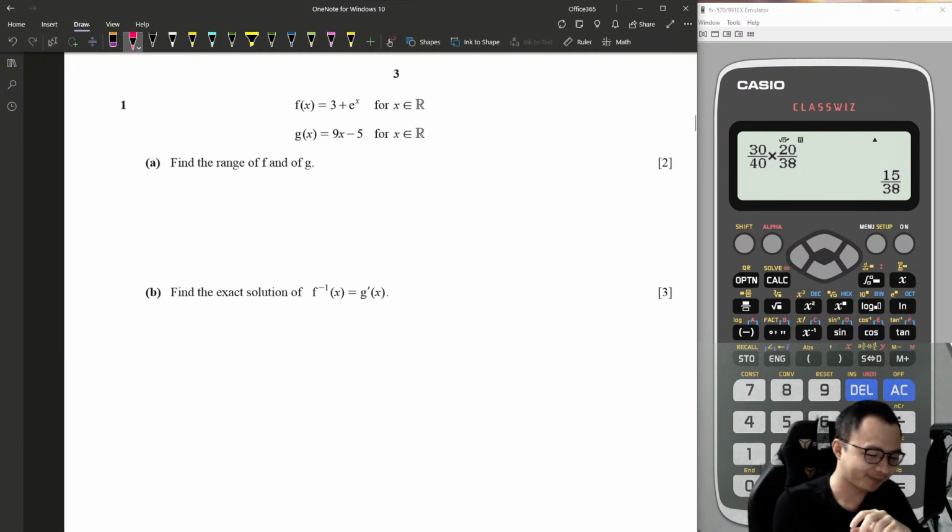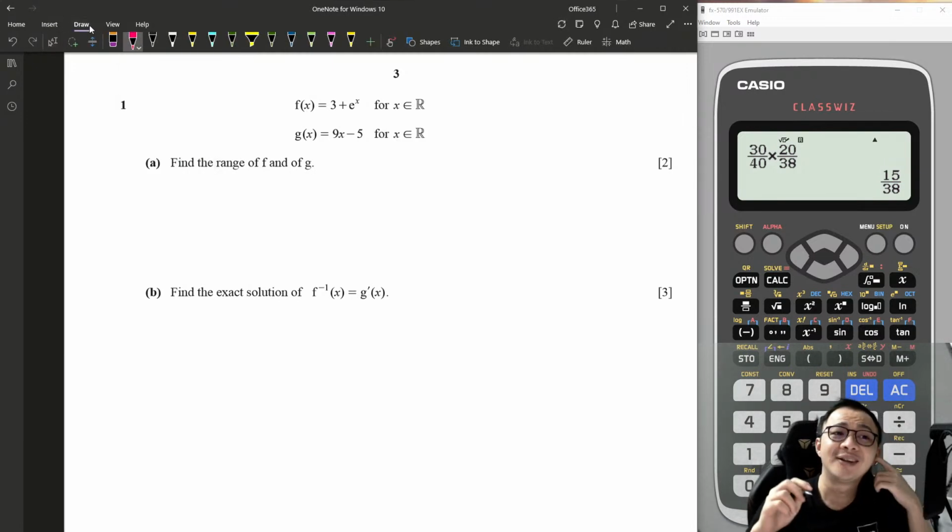Okay, so first one, function. Function is normally very easy. They ask you to find the range of f and g. The exponent graph is a little bit hard if you have no idea what is going on. But for the straight line graph, range should be very easy because we see g(x) first.